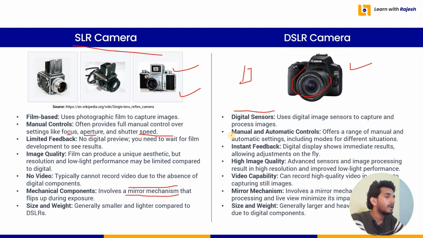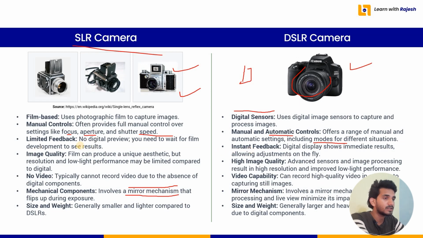There is a lot of manual control as well as automatic control. And in the automatic section a lot of other modes are available. When we use the DSLR, if you want to click a picture of food, you just change the mode. And if you want sports photography, there is also an option for that, but not in the budget cameras. And there is instant feedback.